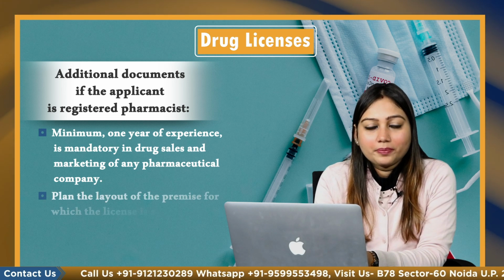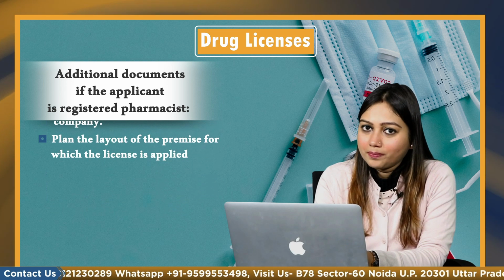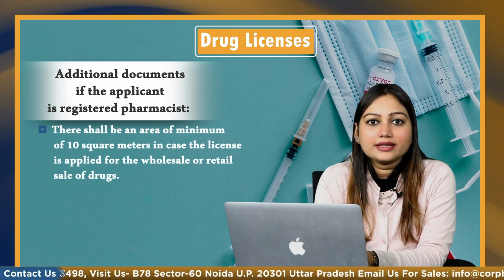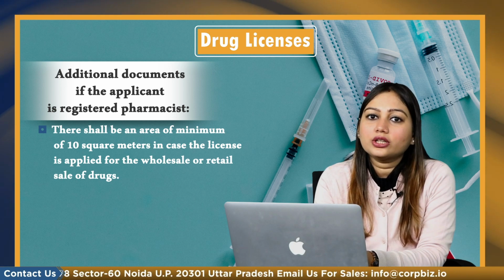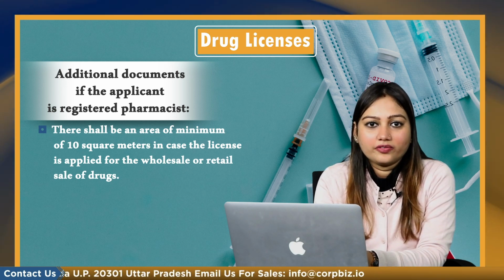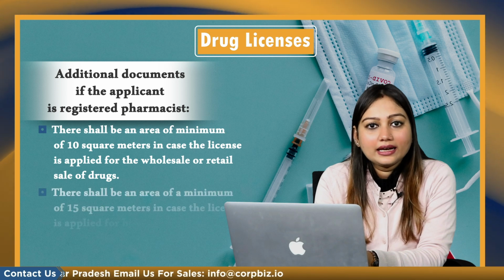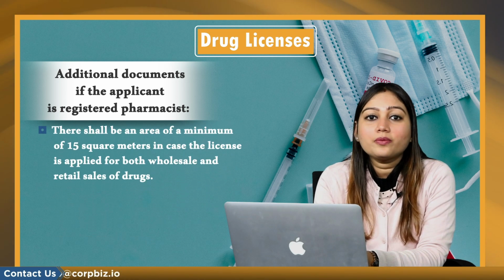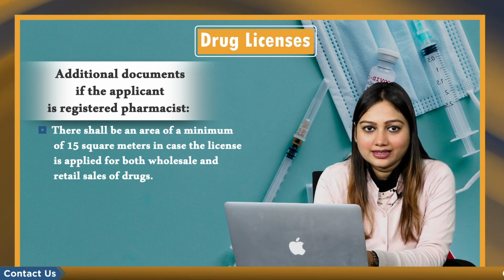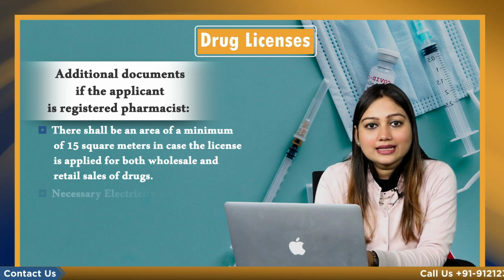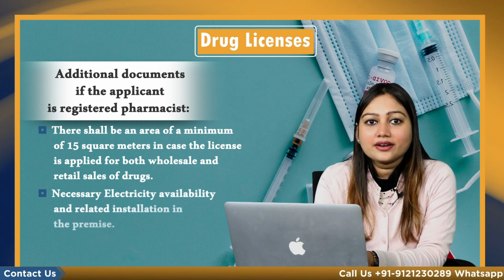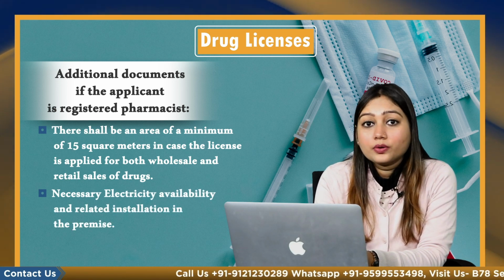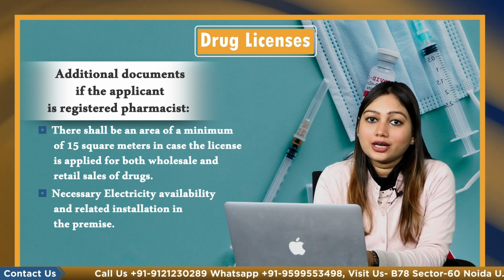Plan the layout of the premises for which the license is applied. There shall be an area of a minimum of 10 square meters in case the license is applied for the wholesale or retail sale of drugs. There shall be an area of a minimum of 15 square meters in case the license is applied for both wholesale as well as retail sale of drugs. Necessary electricity availability and related installation in the premises. So this was all about the drug license procedure in India.